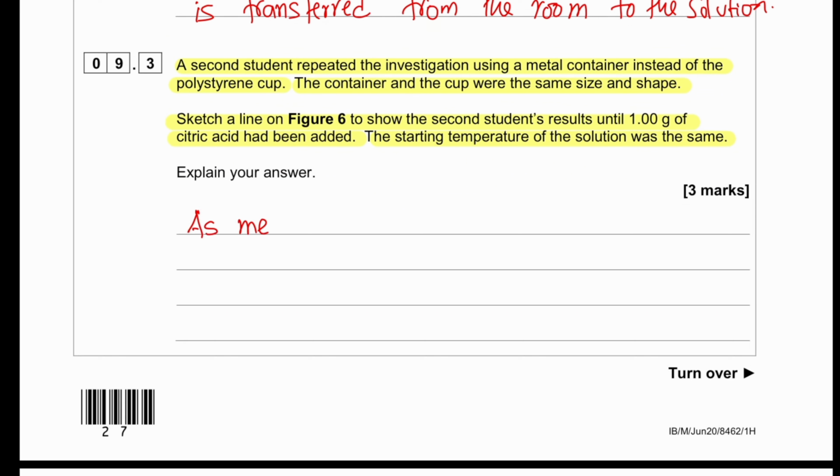So the explanation for this particular answer will be: as the metal is a better conductor, more energy is absorbed from the surroundings and the solution warms up faster, which is why the solution does not decrease in temperature as much as that of the polystyrene cup.